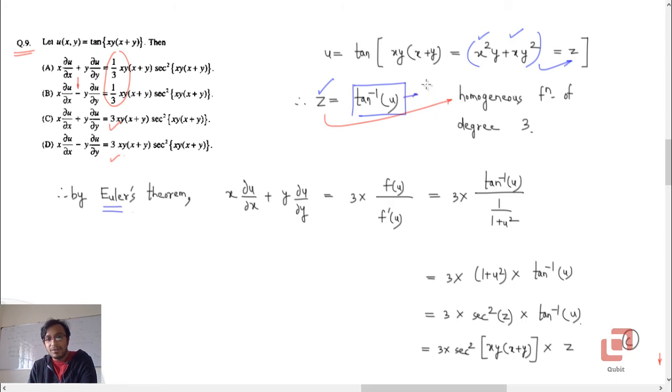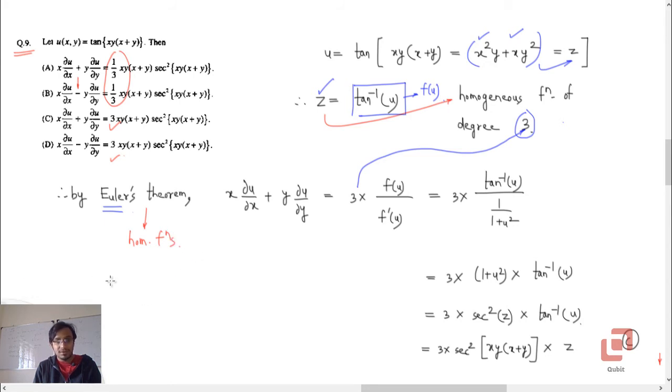and if we call this f of u, then we have the deduction of Euler's theorem, which says that x del u by del x plus y del u by del y is actually 3 times f of u upon f dash of u. And how did this 3 come? This 3 comes from the fact that the degree of our homogeneous function is 3. Let me again tell you, Euler's theorem applies only to homogeneous functions.